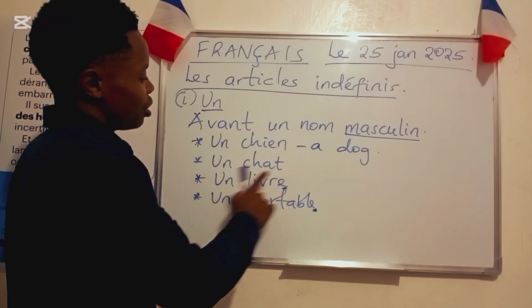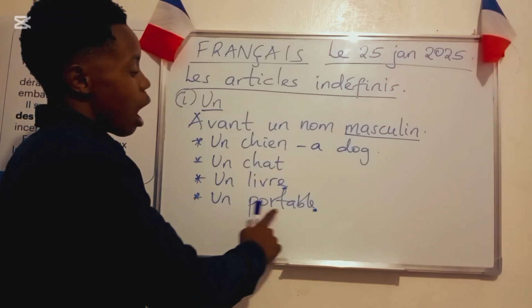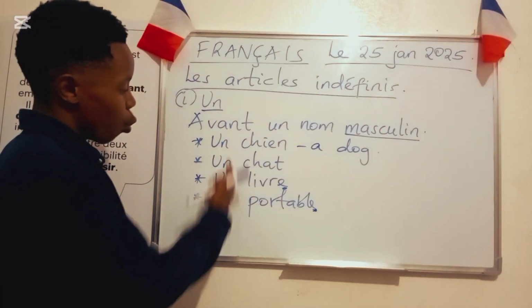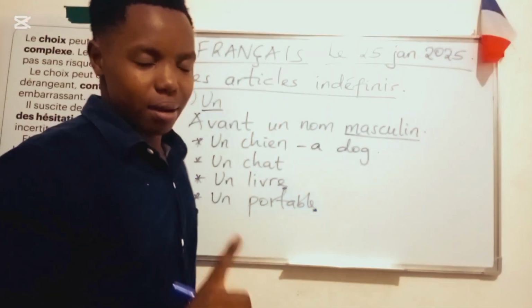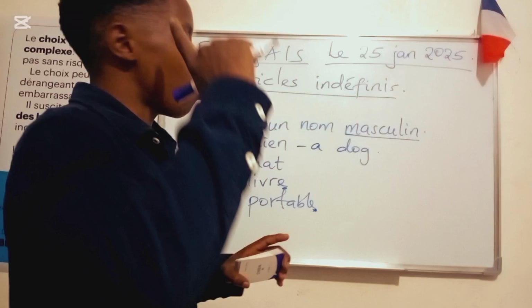Un chien, un chat, un livre, un portable. That is how we use it. This un simply means a. And of course, un is always one. It cannot be two. It's just one.